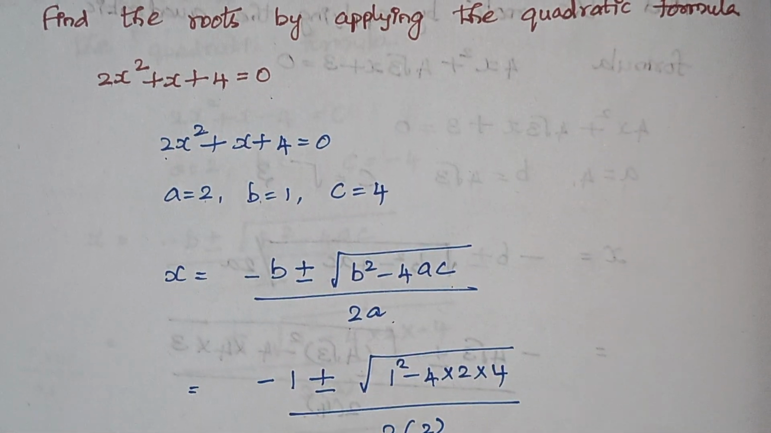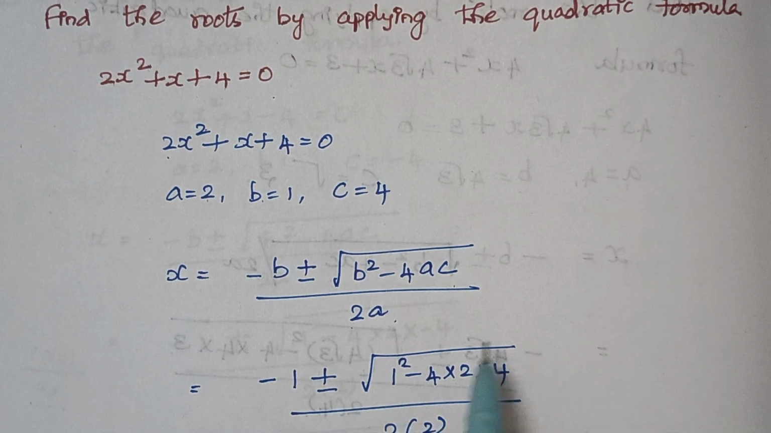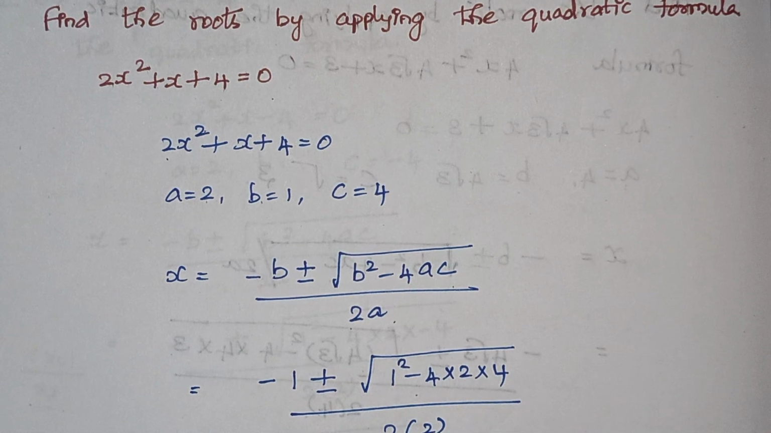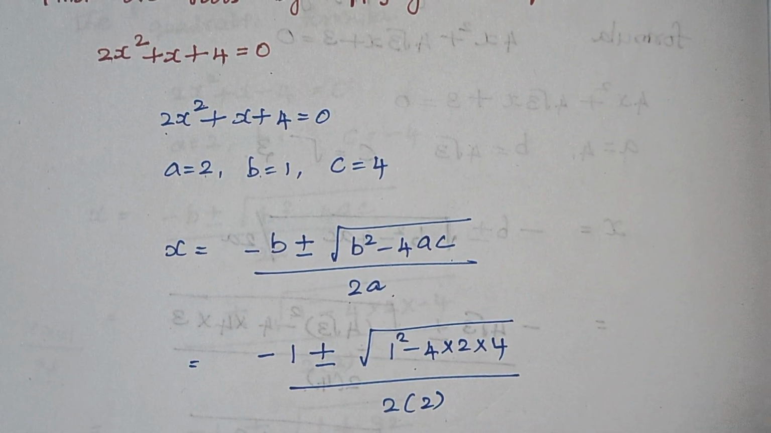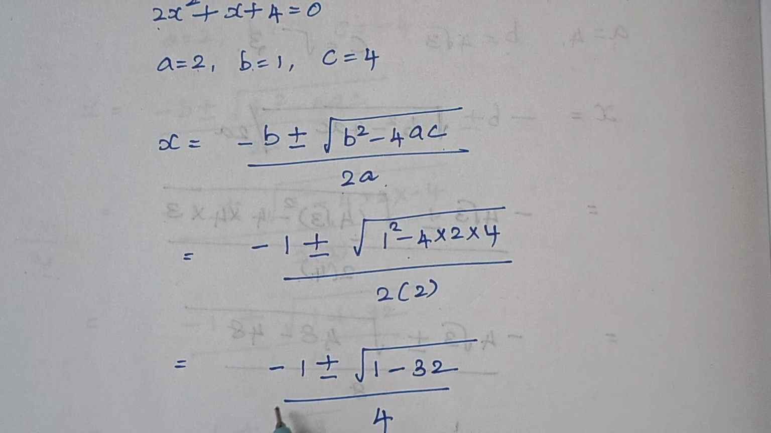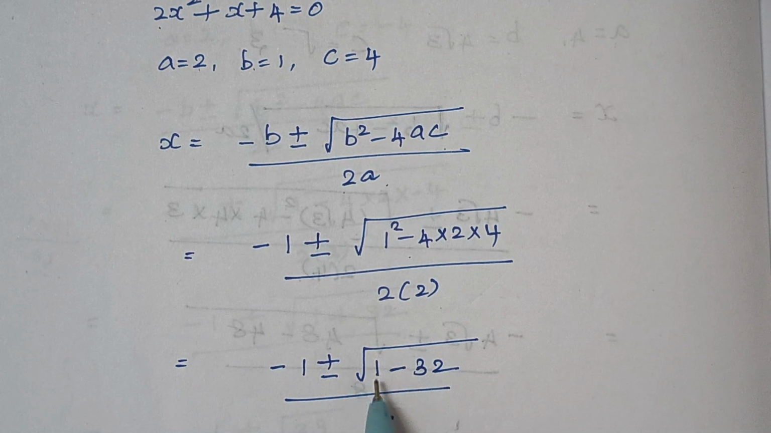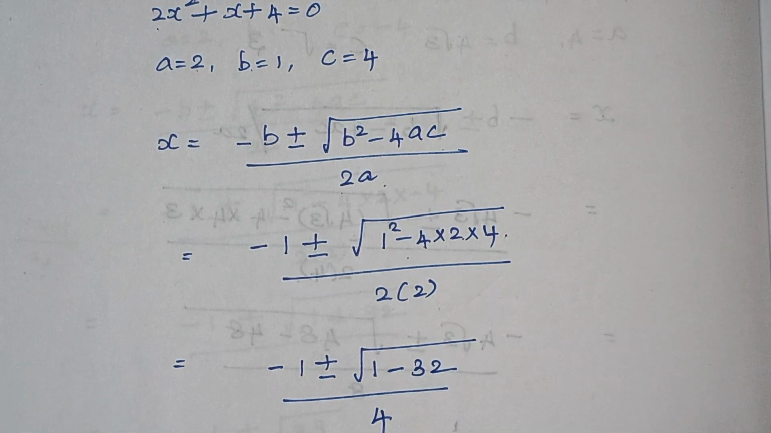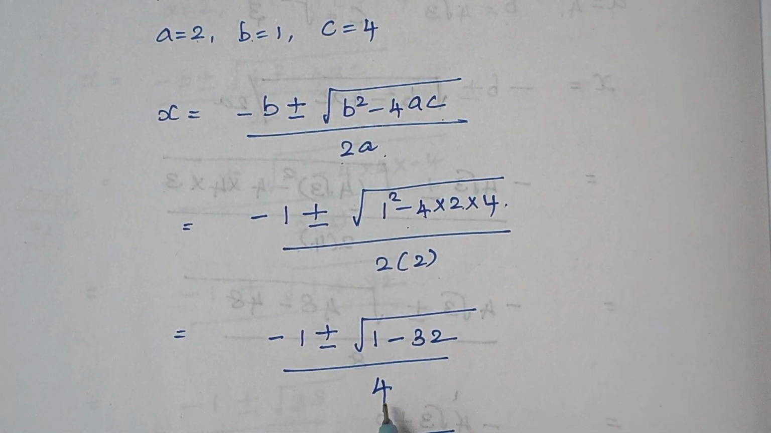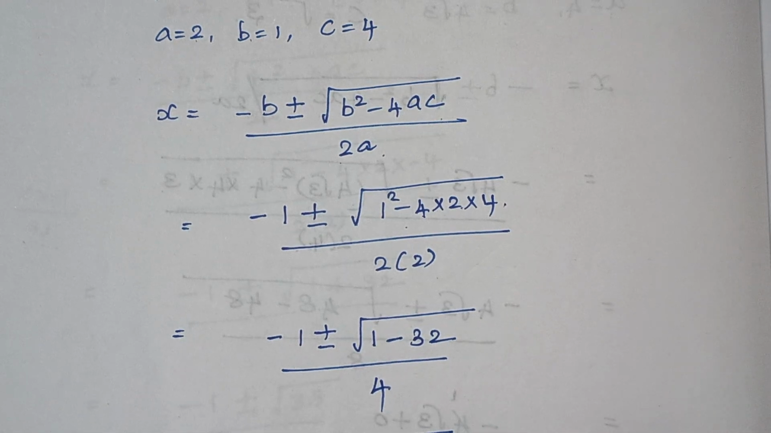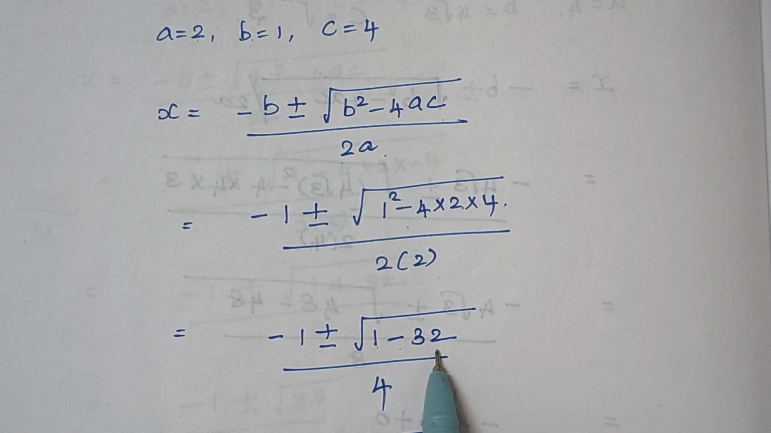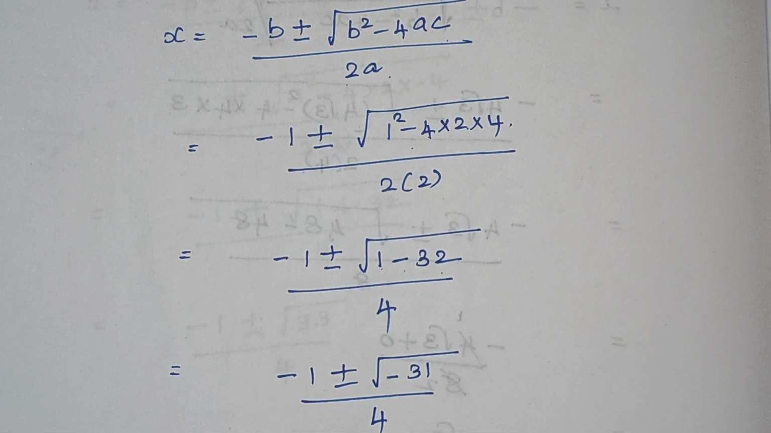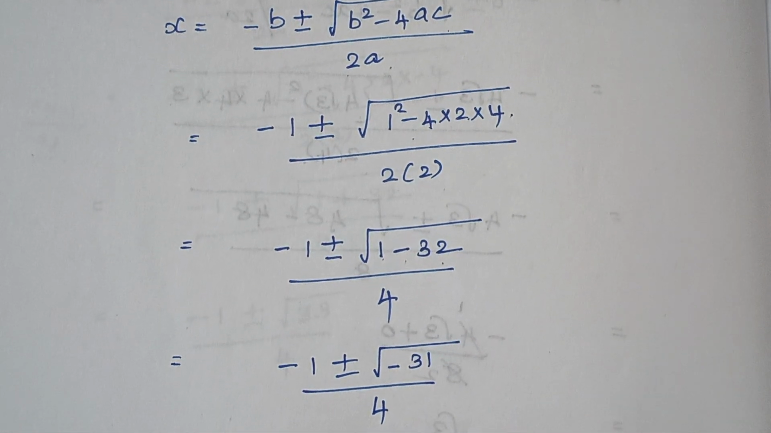So here we will be having minus 1 plus or minus root of 1 square minus 4 into 2 into 4. The whole divided by 2a, 2 into 2. So here again minus 1 plus or minus square root of 1 minus 4 2s are 8 and 8 4s are 32. So square root of 1 minus 32, the whole divided by 4. So 1 minus 32. Here the answer is minus 31. So minus 1 plus or minus square root of minus 31 by 4.